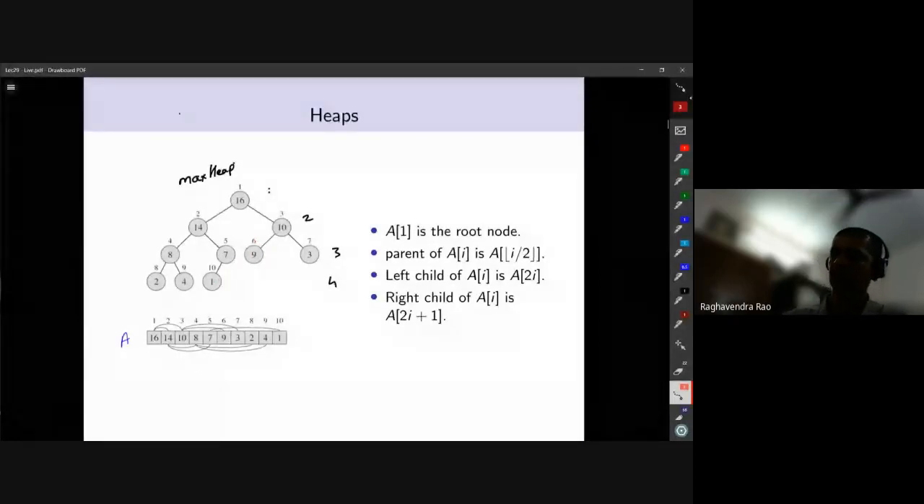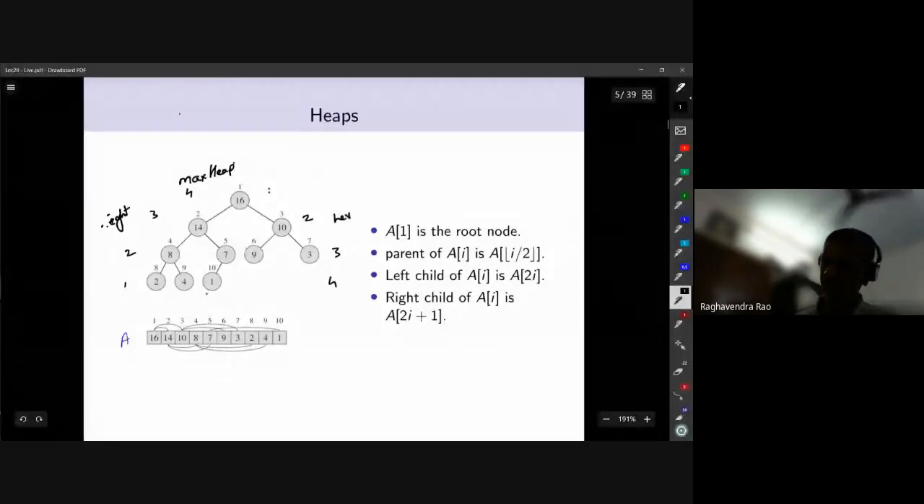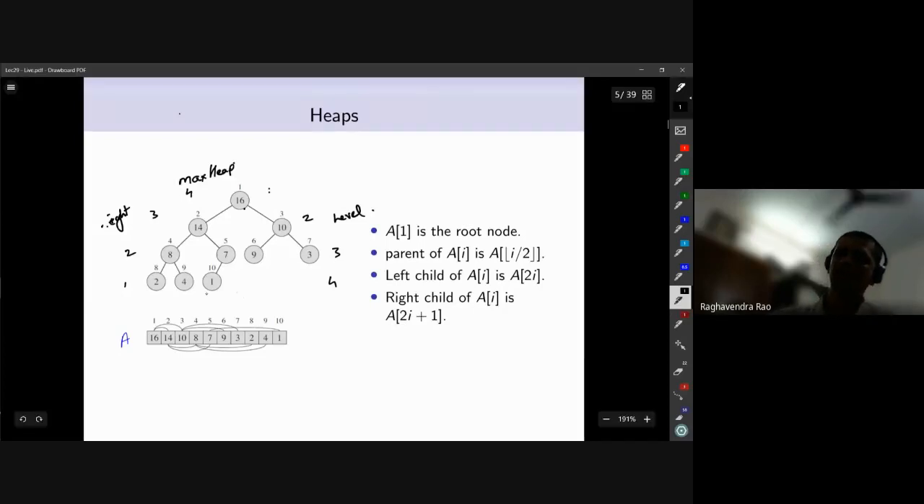Okay, so height is the dual of level. The height is, let's say, 1, or possibly some people also refer to it as 0, 2, 3, 4. This is height. This is level. So this property is required in the sense that the height difference or level difference between two leaves should be at most 1. That means I cannot have a leaf at this level, or at this level, or at this level. This is forbidden, not allowed.